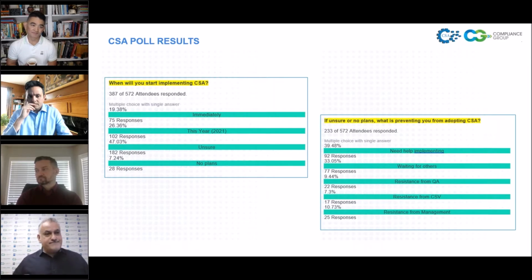Resistance from CSV, 7%. Resistance from management, this is a great number. If your management is supporting it, what are you waiting for, right? All right, enough of that.